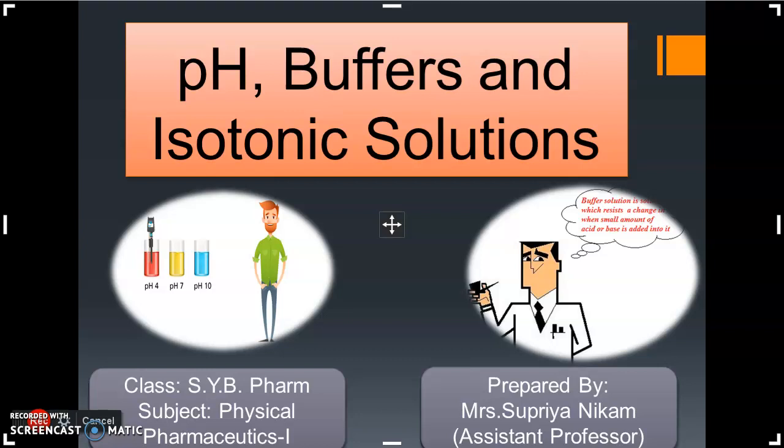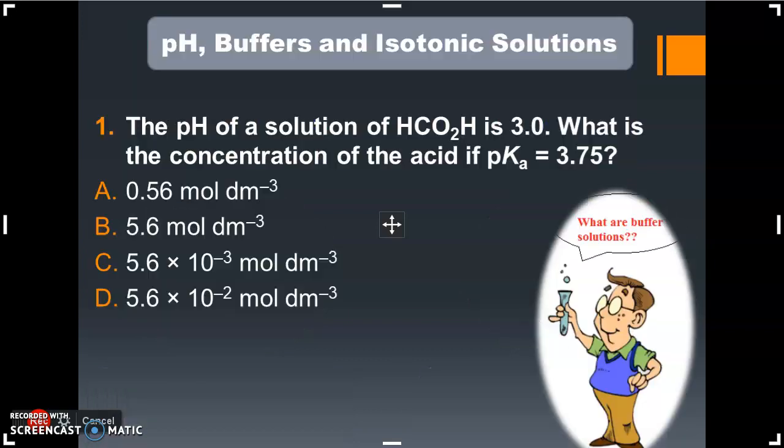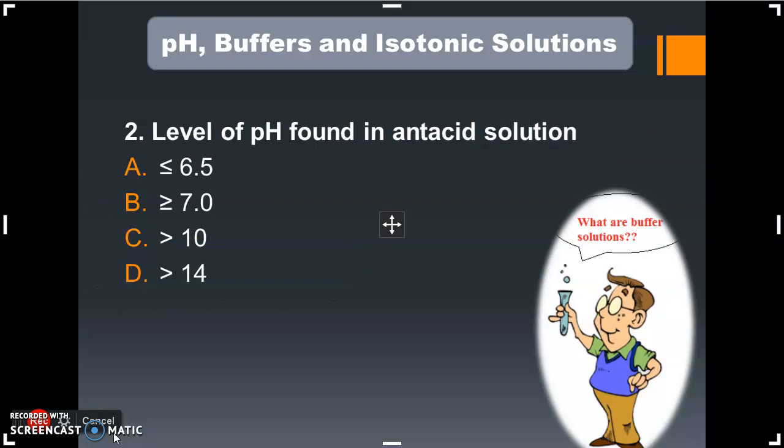So now we are going to start with the first question. If the pH of the solution of HCO2H is 3, then what is the concentration of acid if pK is 3.75? After solving this problem, you will get the answer C, that is 5.6 into 10 raised to minus 3 mole per dm cubed.